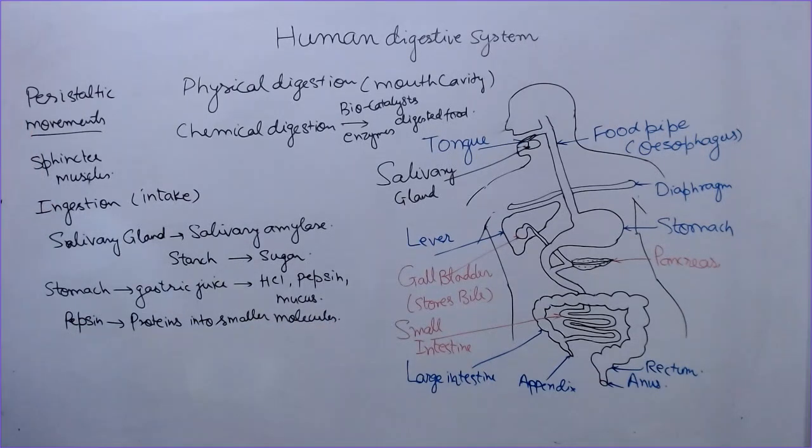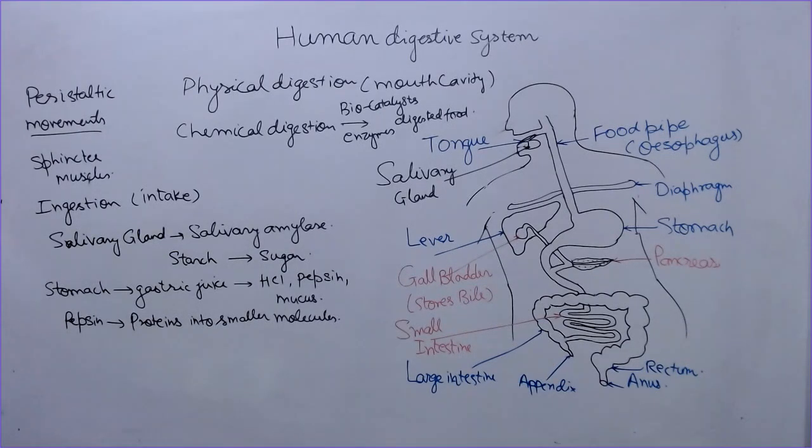This is the function of pepsin. So this can be done only in the presence of an acid. Now after this, the partially digested food goes from the stomach into the small intestine, and this is done with the help of the sphincter muscles, which release it in small amounts into the small intestine.